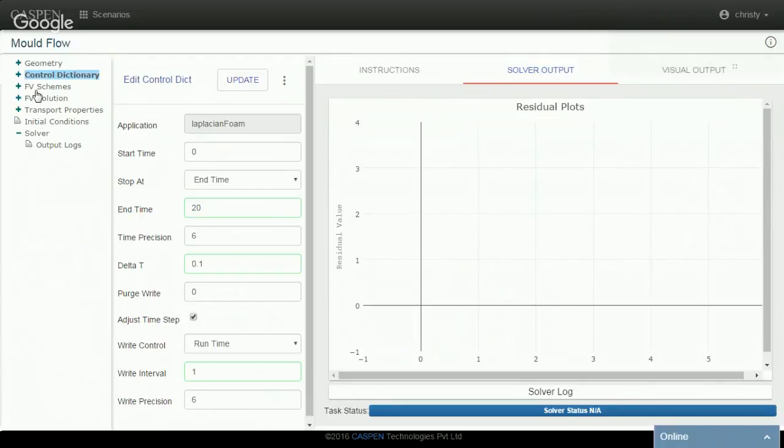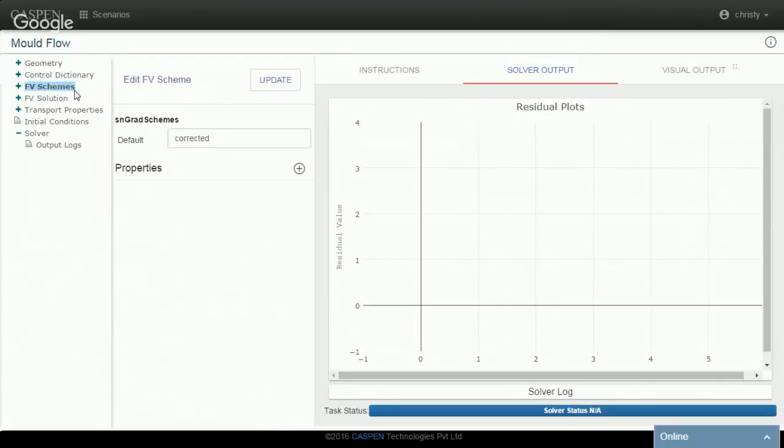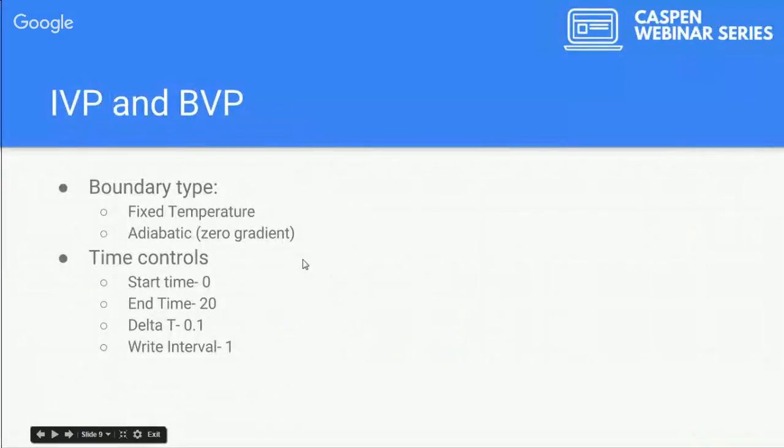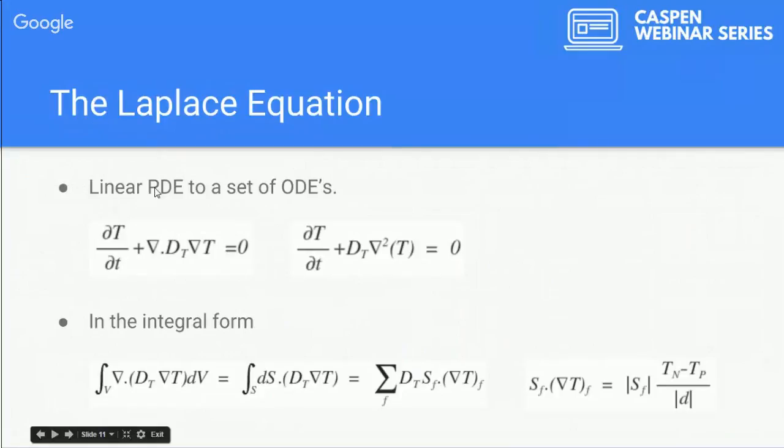Next is the schemes, which is basically each term in your equation, what various schemes you would be using. So to further explain, the Laplace equation, where you're basically converting the equation into a set of ordinary differential equations. So this is the simplified form of the equation which we'll be calculating from.